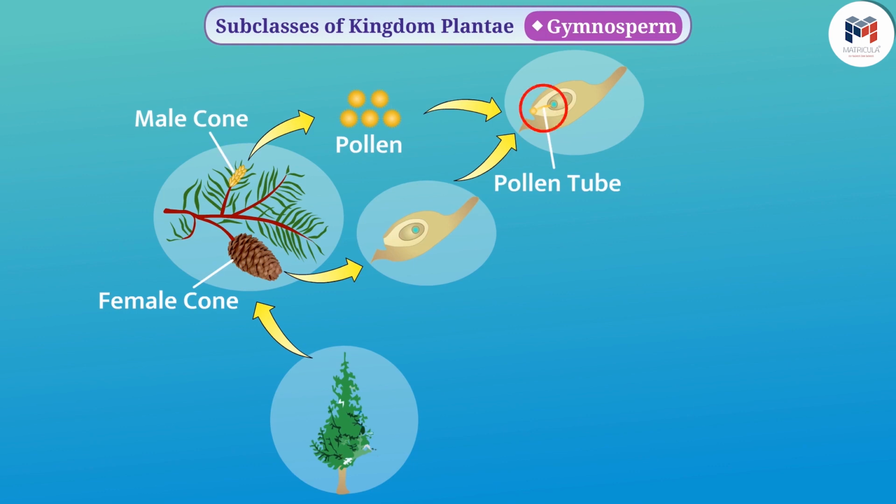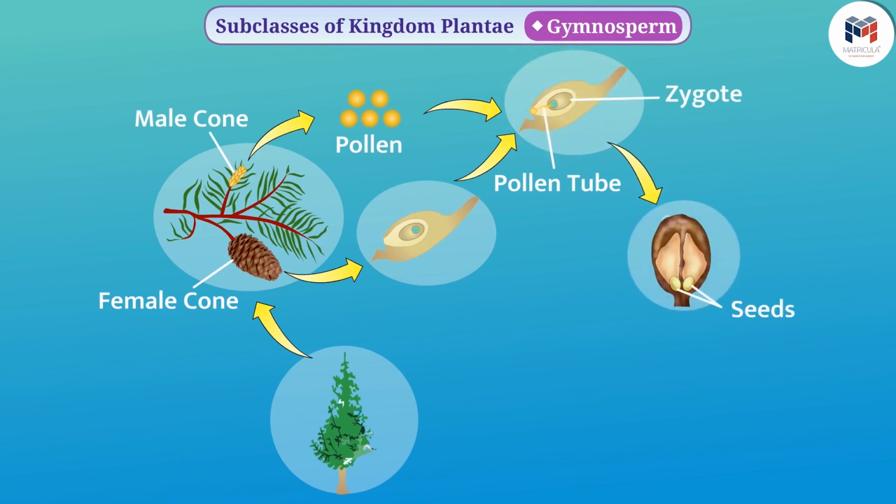The fertilization of male gametes with the female gamete produces zygote. It grows and develops into seed. The female cones open at the appropriate time and the seeds get dispersed.